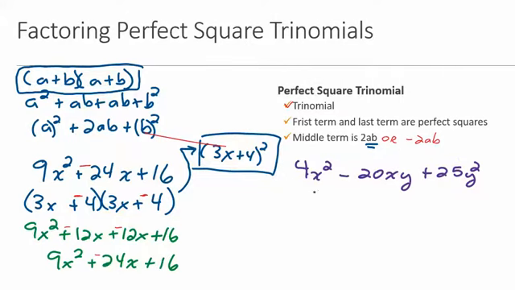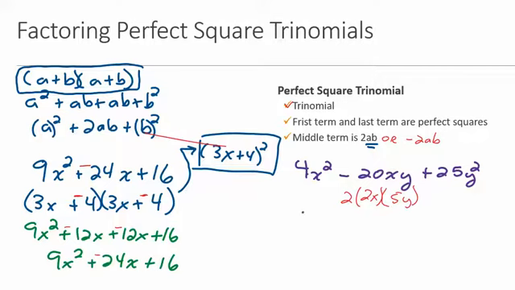Alright, so let's think about what the a and b values are again. The a value is 2x because it's what you multiply together to get 4x squared. So that's a value is 2x. The b value is what you would multiply by itself to give 25y squared. That would be 5y. And I want to know, is the middle term 2 times a times b? So we have 4 times 5 is 20xy. That's it. All right, and it's negative, so that's fine. So we know this is a perfect square trinomial.